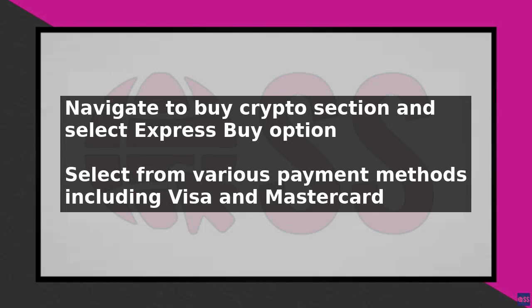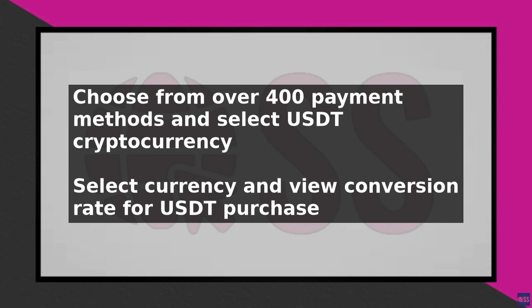To purchase USDT on OKX, you can follow these steps on either the mobile app or desktop website, as the process is largely the same. Start by navigating to the Buy Crypto section and selecting Express Buy, which allows you to buy cryptocurrency directly using various payment methods, including Visa, MasterCard, Apple Pay, and hundreds of others.